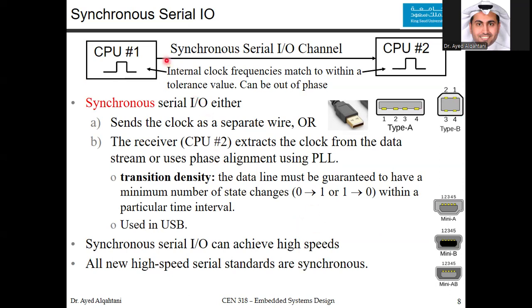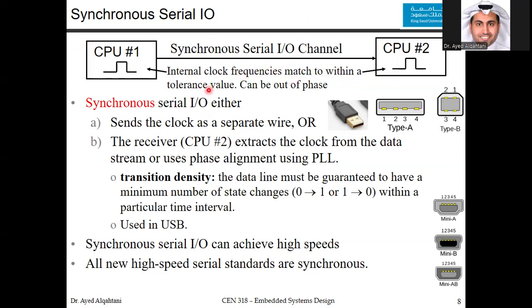So here in the synchronous serial I/O, we have 2 units. Let's say here it's CPU1 and CPU2. When we say CPU2, it could be a microcontroller, and inside this microcontroller there is a microprocessor, right? We've seen this many times. So since it's synchronous, you need a shared clock between them. This clock has a certain frequency.